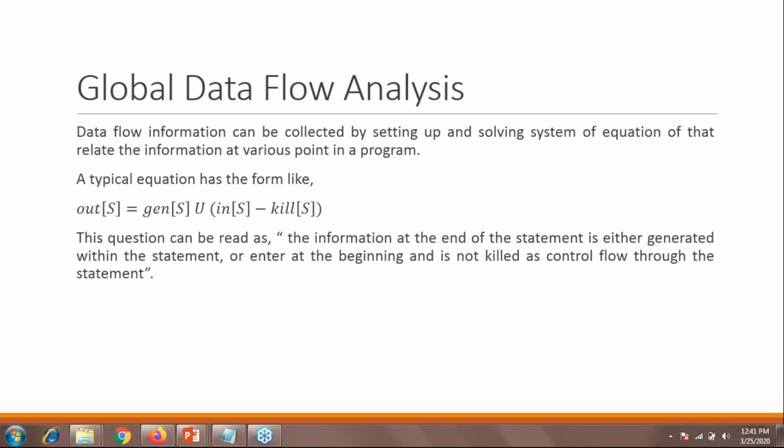That equation is written as out[S] equals gen[S] union (in[S] minus kill[S]). S is nothing but the statement, and out is nothing but the output. So the output of the statement equals the generated statements union with the input statements that are not killed. How can you read this equation? I'm going to explain: the information at the end of a statement is either generated within the statement, or enters at the beginning and is not killed as control flows through the statement.